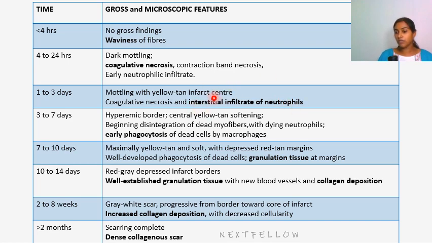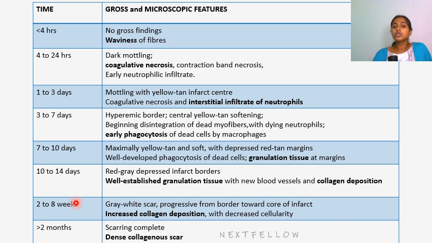Grossly this infarct will have a yellow-tan appearance. Followed by neutrophils, there will be an infiltration by macrophages, in which the phagocytic process will occur. These changes can be seen within 7 days. From 7 to 10 days, there will be appearance of granulation tissue. Granulation tissue is nothing but the formation of new blood vessels along with fibroblasts, and collagen deposition can occur. At the end of 2 weeks, this granulation tissue will be well established along with increased collagen deposition.